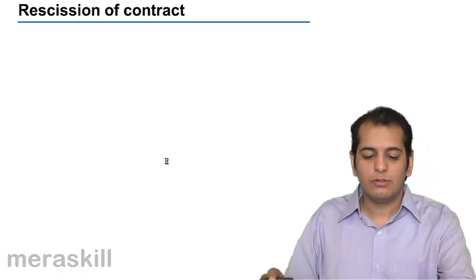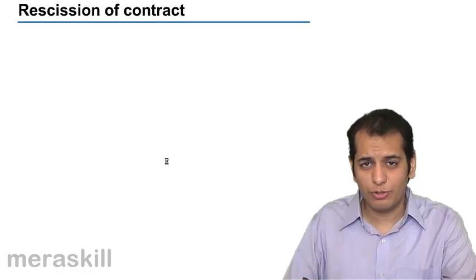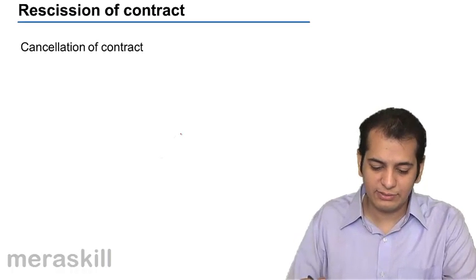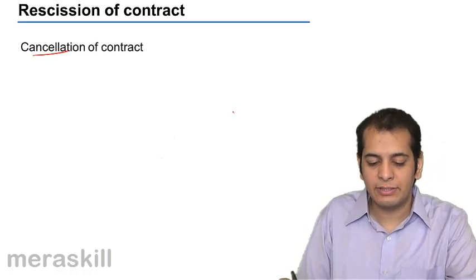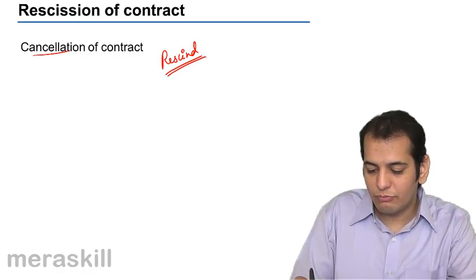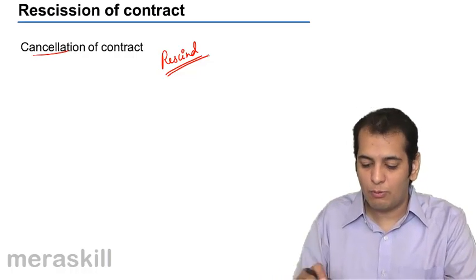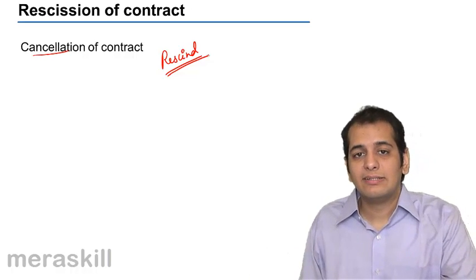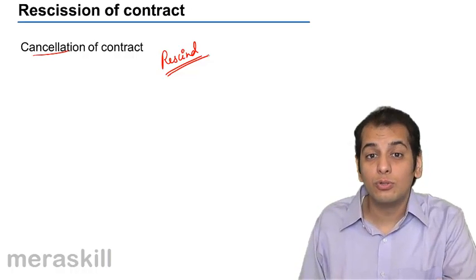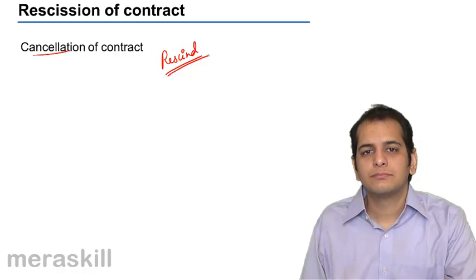So now we take a look at the rescission of the contract. What do you mean by rescission of the contract? Rescission means cancellation. It comes from the word rescind. This is the verb form. Rescission is the noun form. Now, what do you mean by rescinding the contract? To rescind means to cancel, to terminate, to avoid.